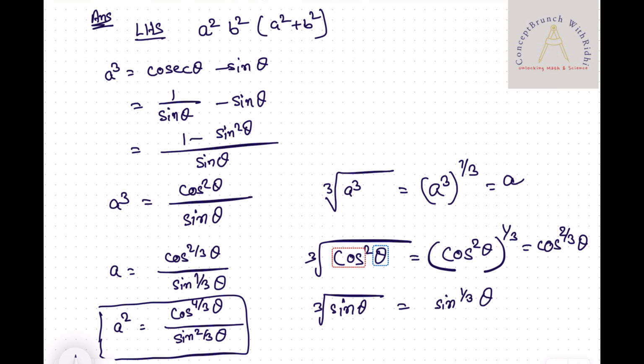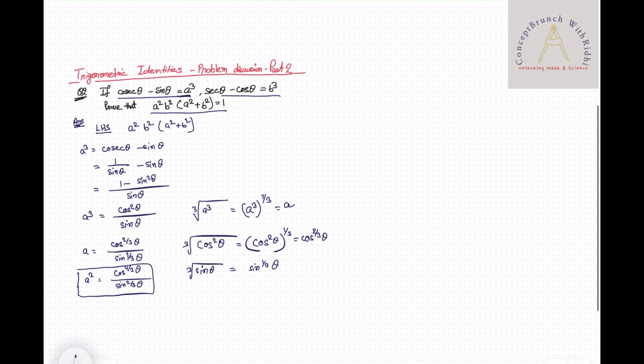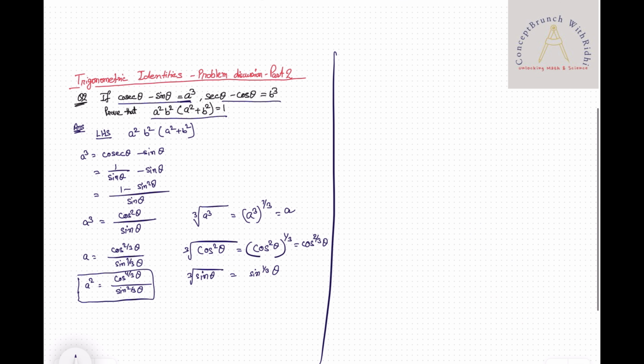Let's find the b square value. Okay, so here we can find the b square value. So first of all, it's given b cube. What is given here?